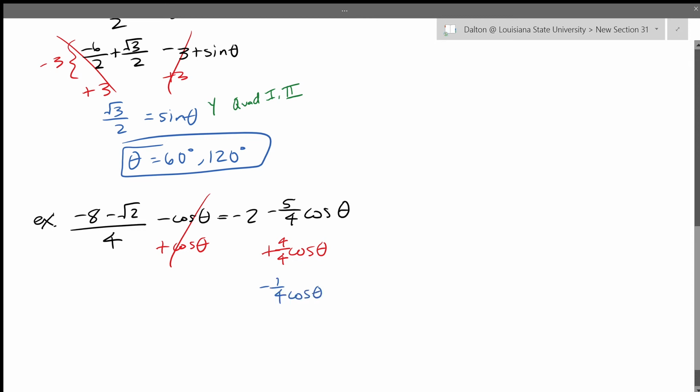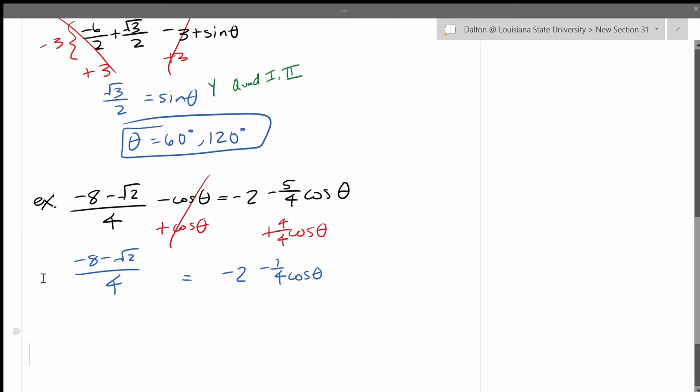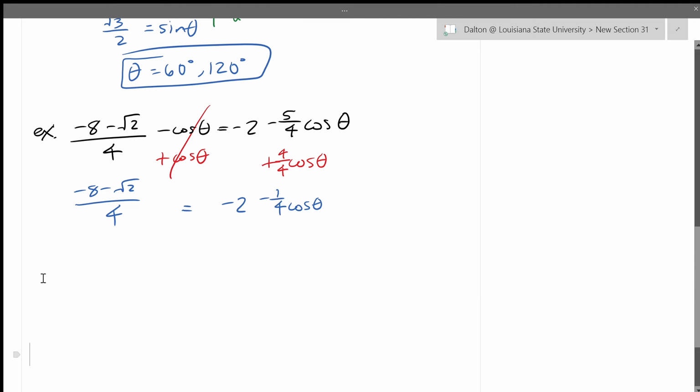And then I have minus 2 equals, then I have negative 8 minus square root of 2 all over 4. So I'll lie, I'm not going to do 2 steps in one. I'm going to slow down. So all I did there was add cosine of theta to both sides. And then we can use the same tactic as we did on the last problem.